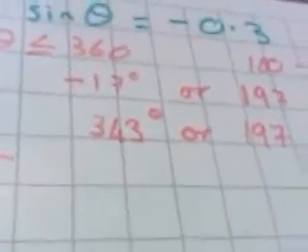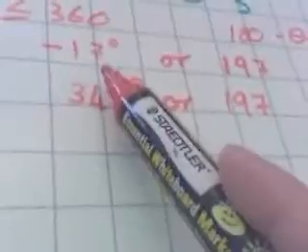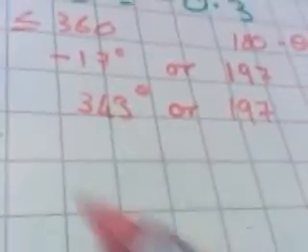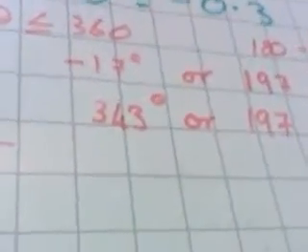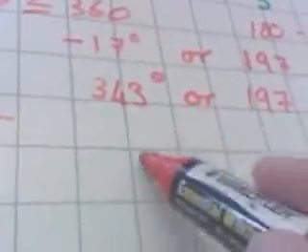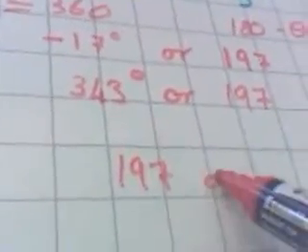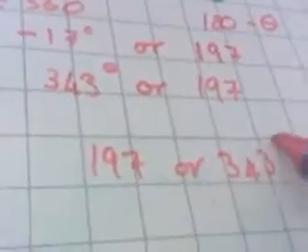Lots of steps you can go through with that. Just remember that if you get a negative answer that's outside of your range, just add on 360 to get it into the correct range. So my two solutions would be 197 or 343.